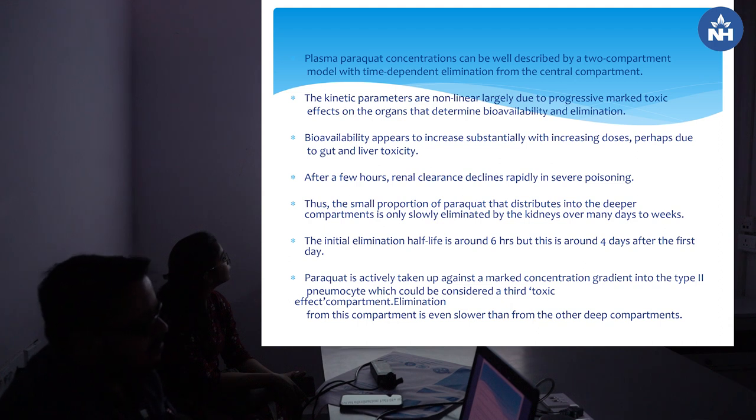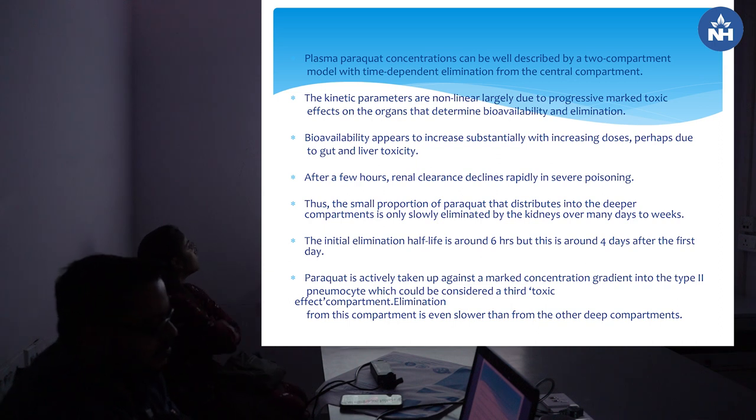Bioavailability increases substantially with increasing doses due to gut and liver toxicity. After a few hours, the renal clearance declines rapidly in severe poisoning. Thus, a small proportion of the paraquat that distributes into the deeper compartments is slowly eliminated by the kidneys over many days to weeks. The initial elimination half-life is around 6 hours, but this is around 4 days after the first day.